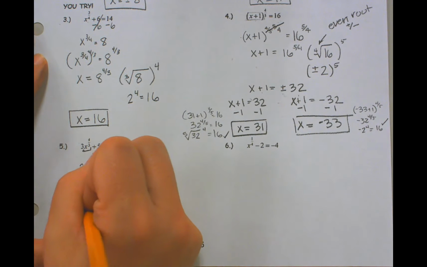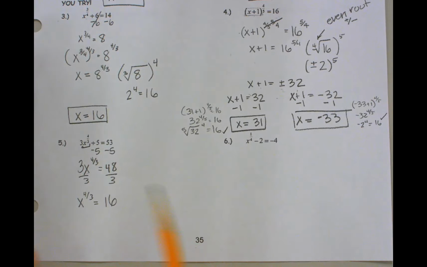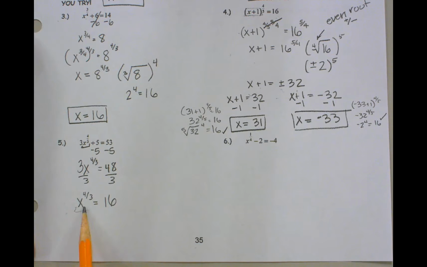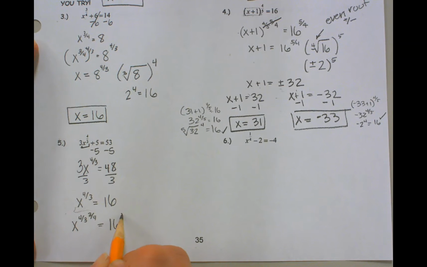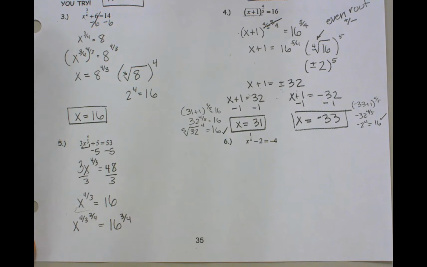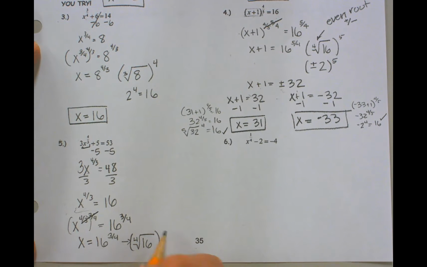So x to the 4/3 equals 16. And now that I have this alone, I will raise it to its reciprocal power. So I'm going to raise it to the 3/4, which means I'm also going to raise 16 to the 3/4, because what you do to one side, you have to do to the other. So that allows these to cancel or give me 1. So I have x on this side. And then I have 16 to the 3/4, which I can rewrite as the 4th root of 16 cubed.